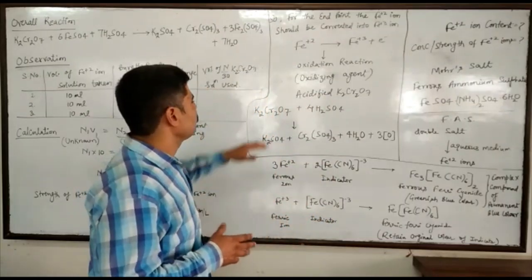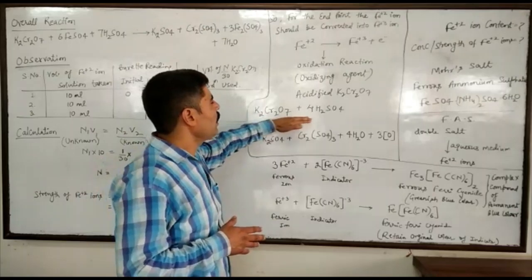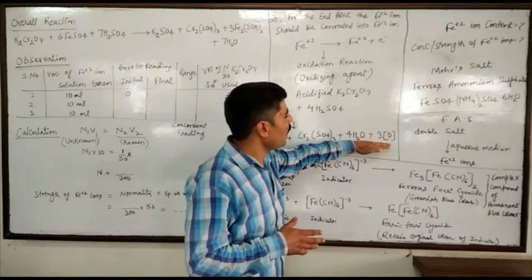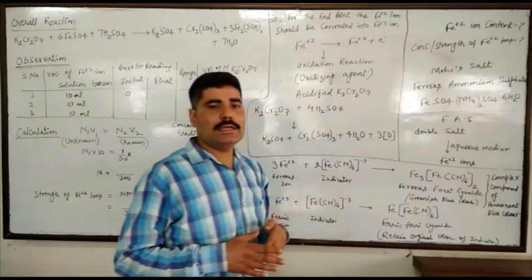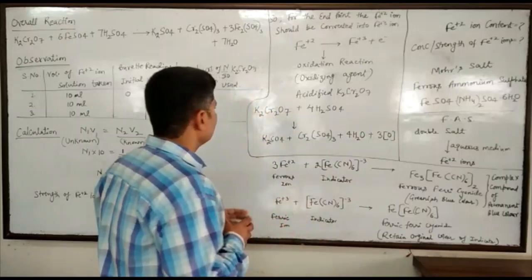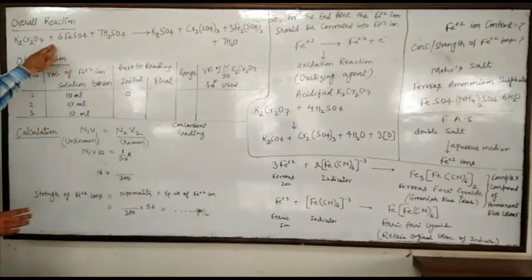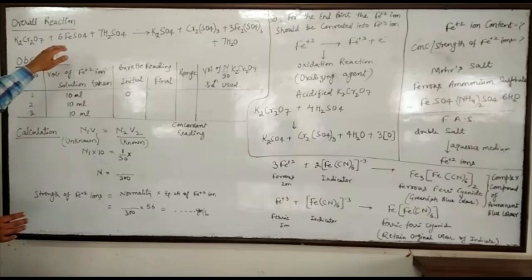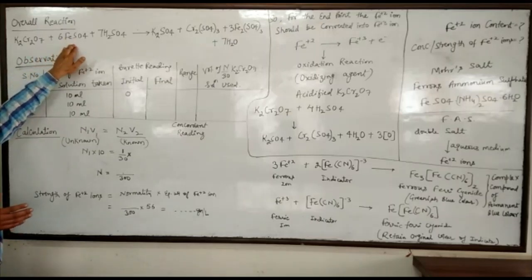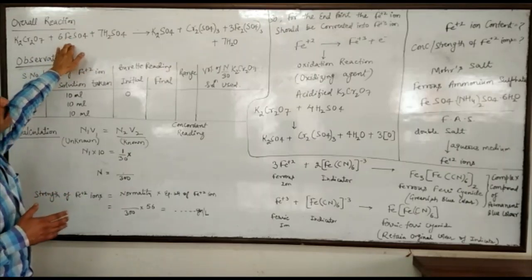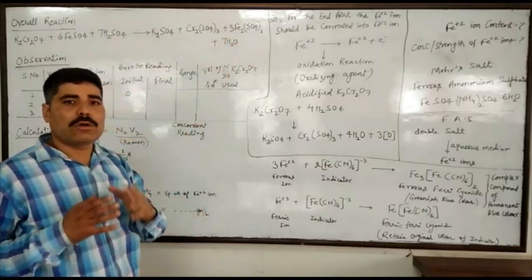See, this is the reaction of the acidified potassium dichromate, how the potassium dichromate reacts with the sulfuric acid and releases 3 atoms of nascent oxygen, and in this manner it behaves as an oxidizing agent. And see, this is the overall reaction of the acidified potassium dichromate with the ferrous sulfate, which is present in the solution due to Mohr salt, and this ferrous sulfate is converted into ferric sulfate, which is our object.